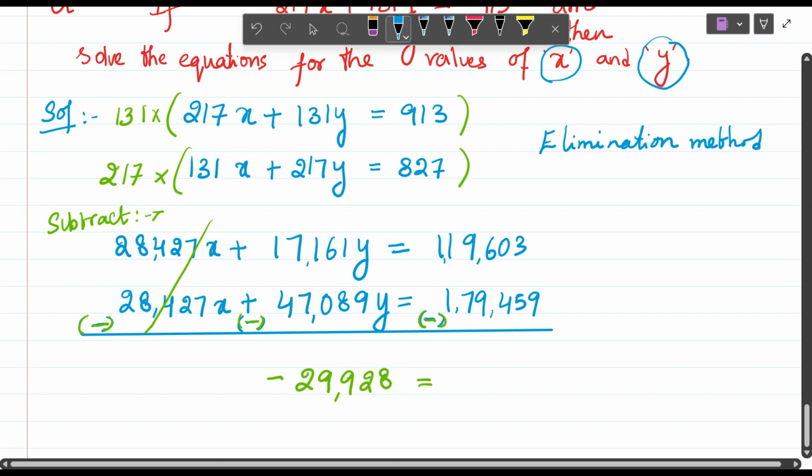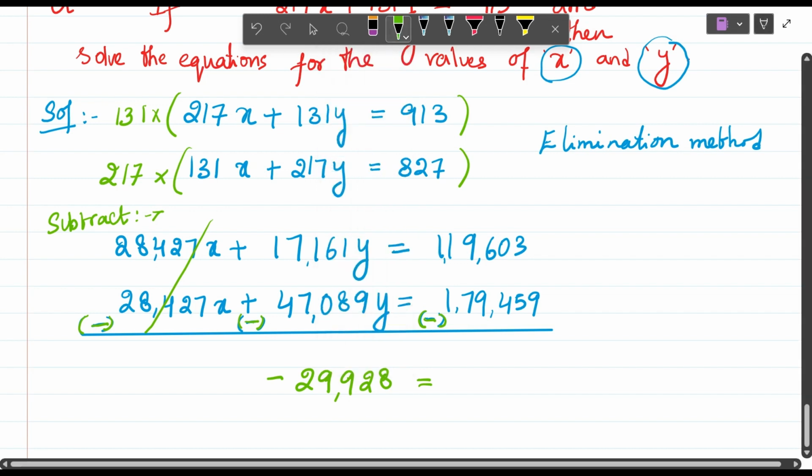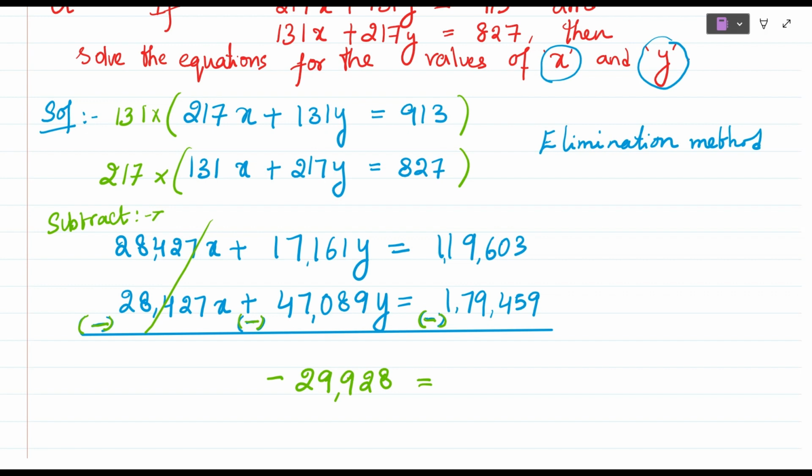Okay. Now subtract these two. What will be our answer, students? So subtract 1 lakh 19,603 minus 1 lakh 79,459. You will get the answer as minus 59,856. Clear? Now what we have to do?